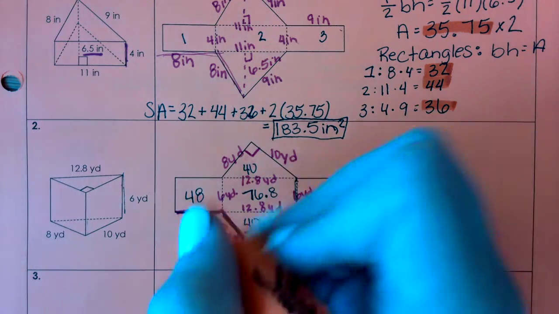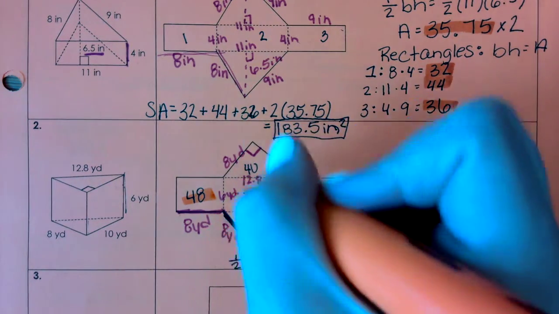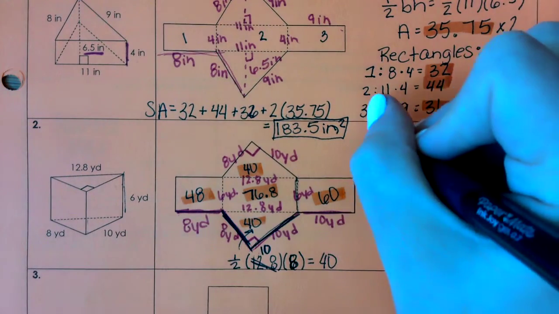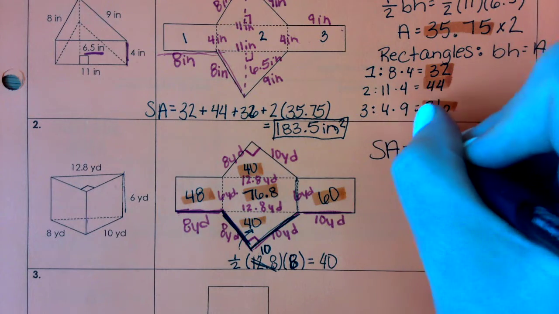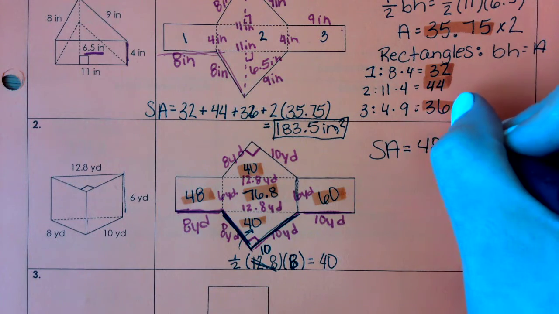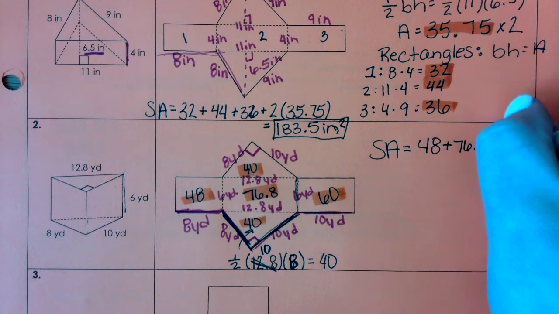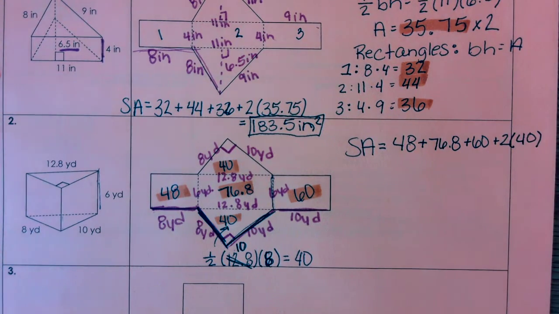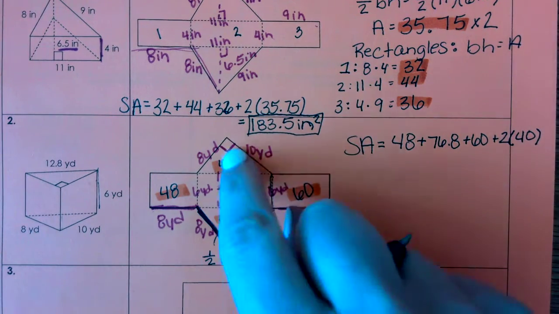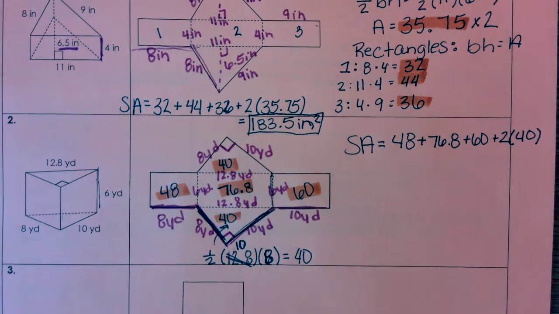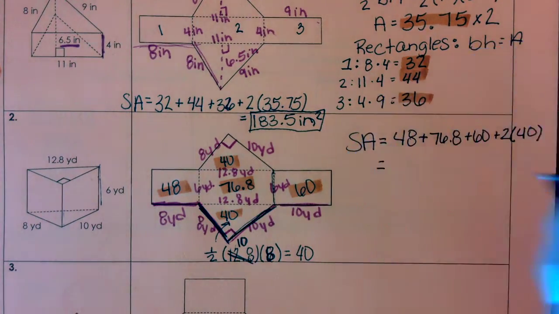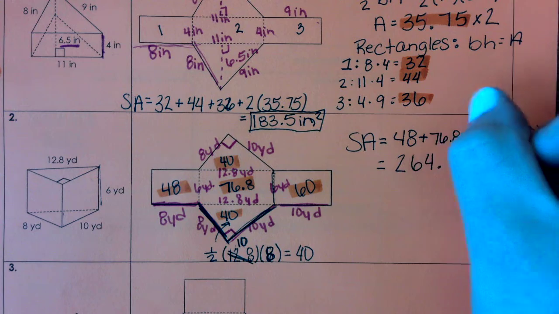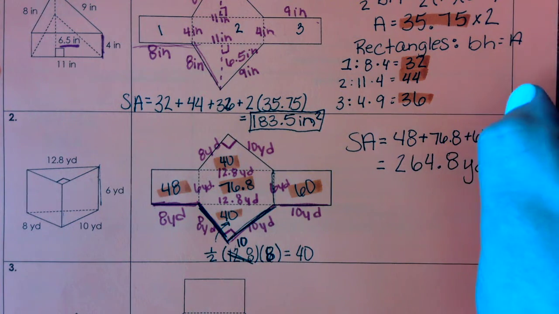Then I take my areas and I add them all together. So my surface area, I'm going to take 48 plus 76.8 plus 60 plus 2 times 40. Because there's 2 triangles, instead of writing 40 twice, I'm just going to write 2 times 40. And that's going to get me a surface area of 0.8 yards squared.